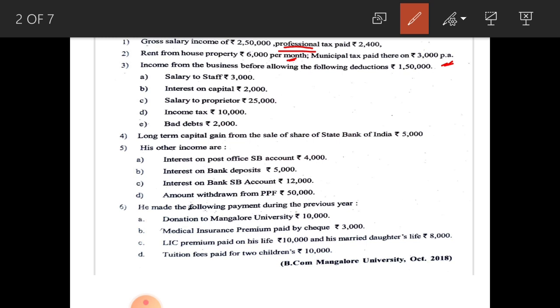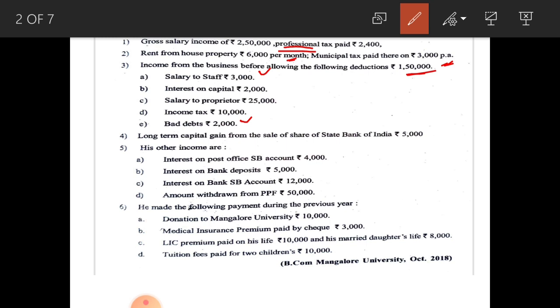See the next one, income from the business before allowing the following deductions rupees 1,50,000. Salary to staff 3,000. Interest on capital 2,000, salary to proprietor 25,000, income tax 10,000, bad debts 2,000. You have to deduct the outsider's expense only. Here, from this amount 1,50,000, you have to deduct outsider's expense. Here only two items are there. First one, salary to staff and bad debts.